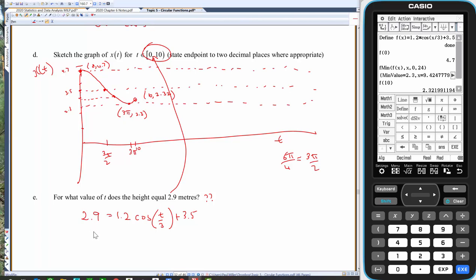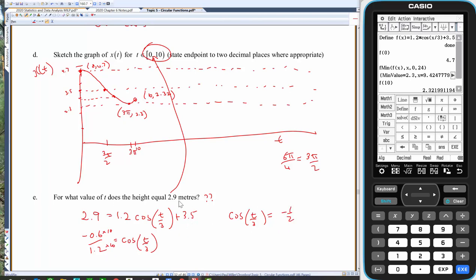It does. Look at that. Cheeky. All right, so if we remove 3.5 from 2.6, we're going to get negative 0.6 over 1.2 cosine t on 3. This is cosine t on 3 equals, now times that by 10, times that by 10, and it's negative 6 on 12, which is negative a half.